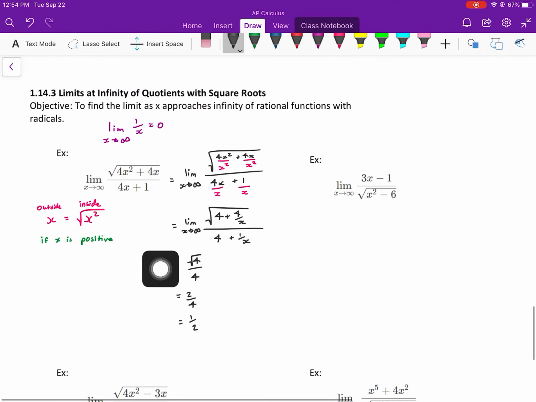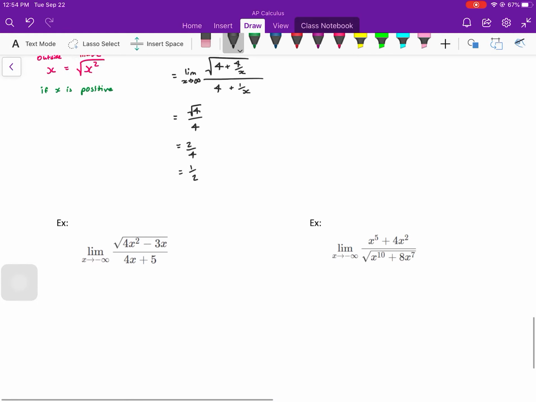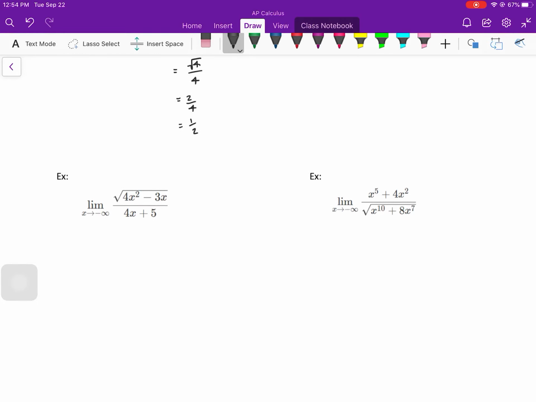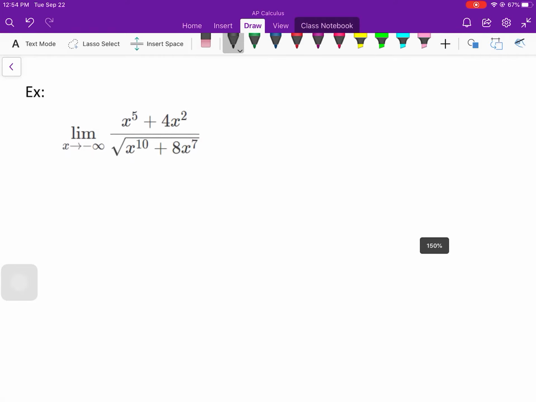And this problem here is very, very similar. You could work that out if you want to. And that answer, I believe, is just going to get you 3. Let's go ahead and take a look at this one. So this is going to be a little bit different.